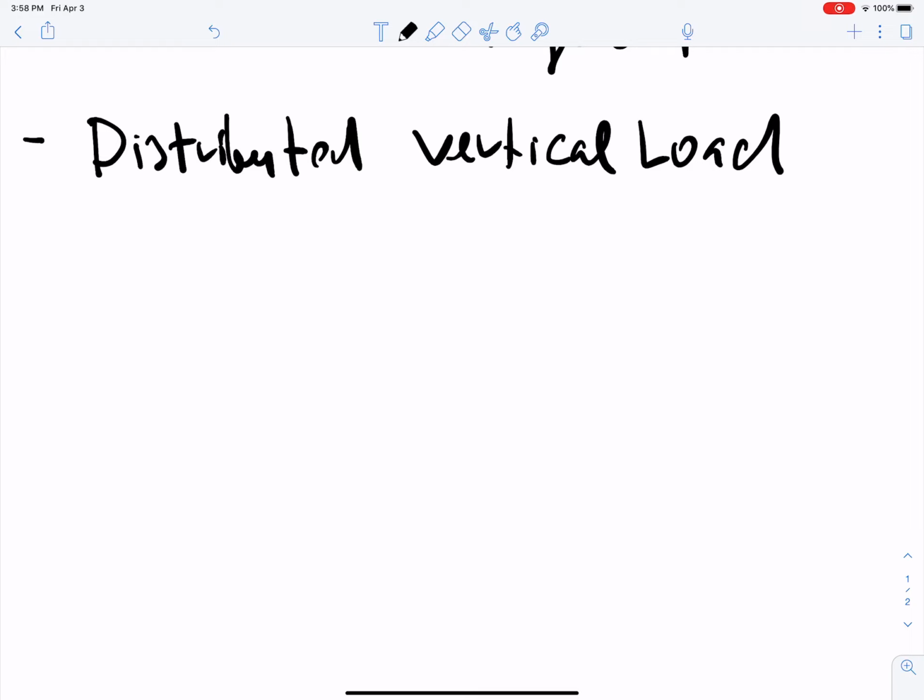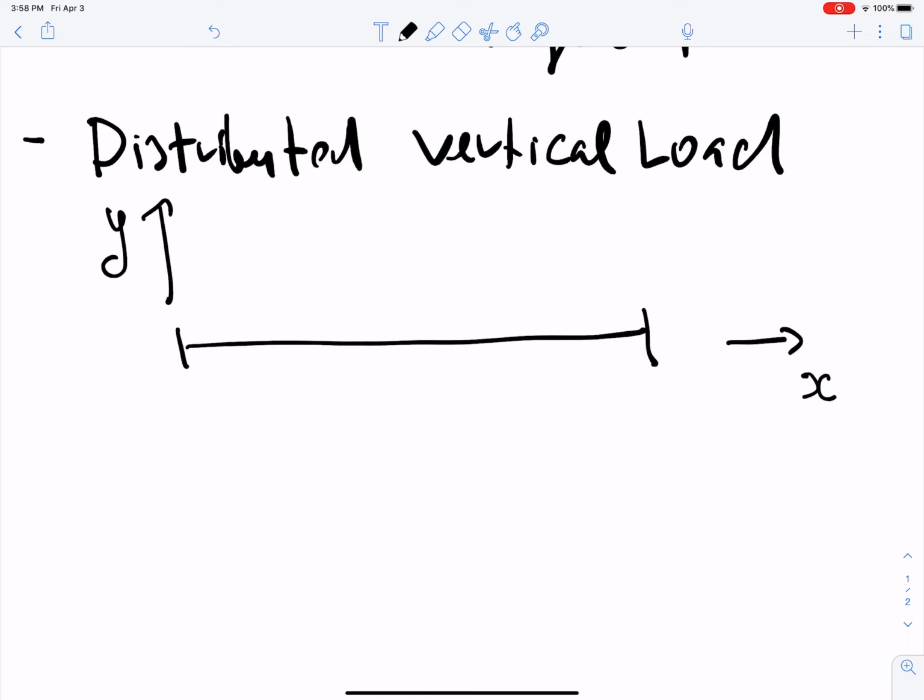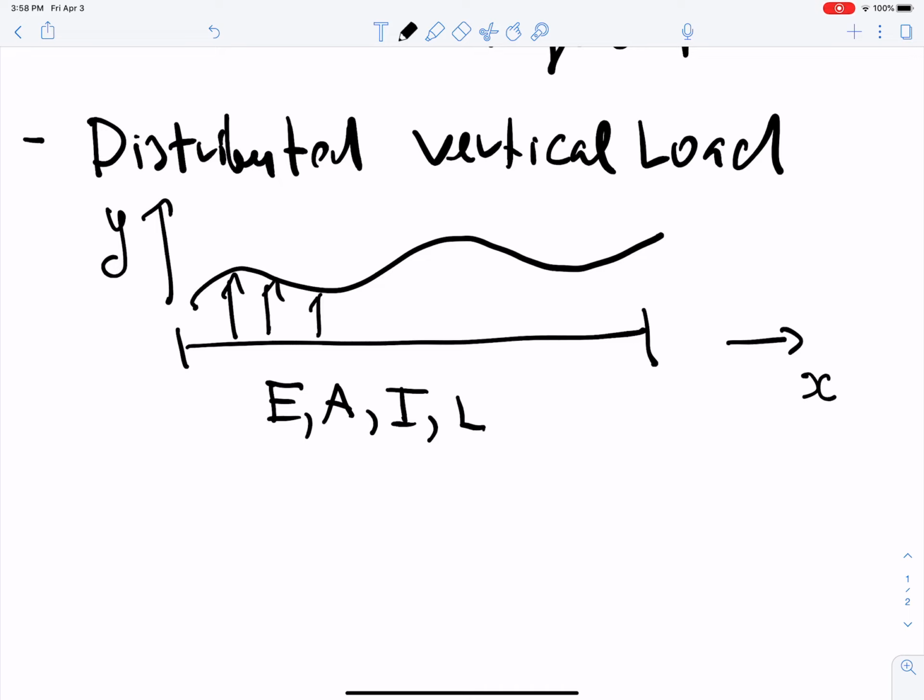What I mean by this is if you have an element, and we're going to orient everything into a local coordinate system, x and y here. The element will have its usual properties, coming from the properties of the structure, EA, I, and L. And will be subjected to distributed loading. I'm going to cover the vertical case because the horizontal case we already covered in the case of the truss. Then we'll put everything together.